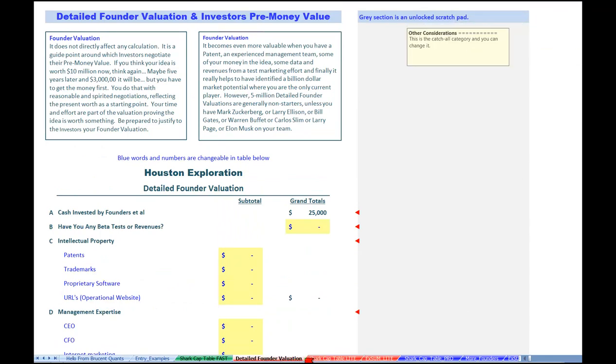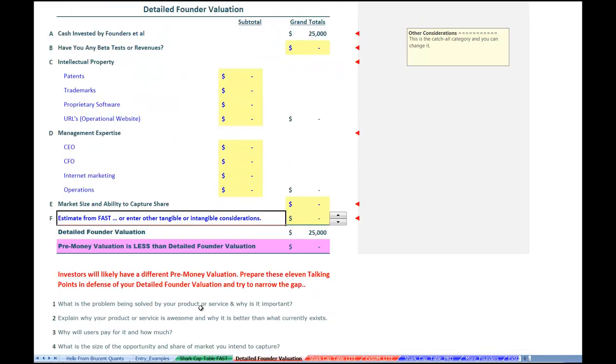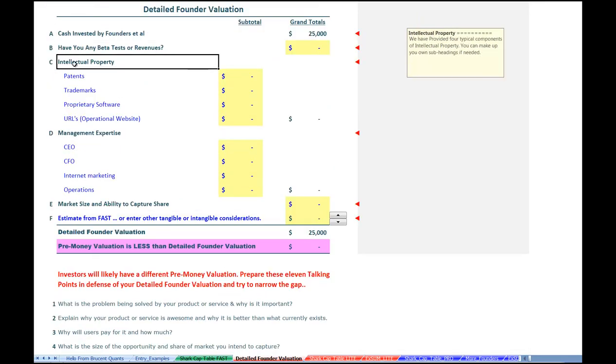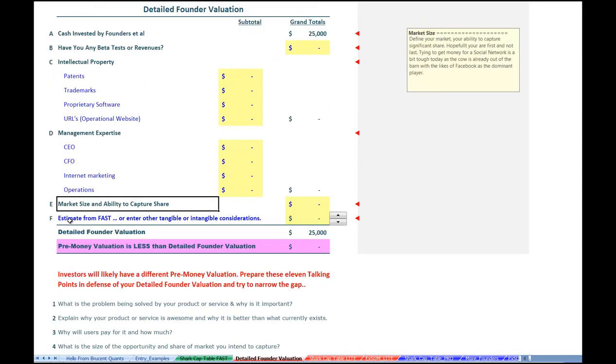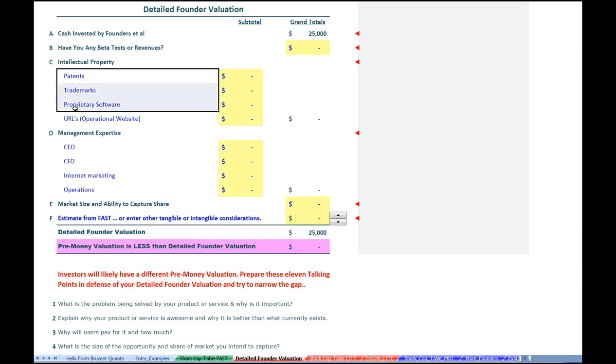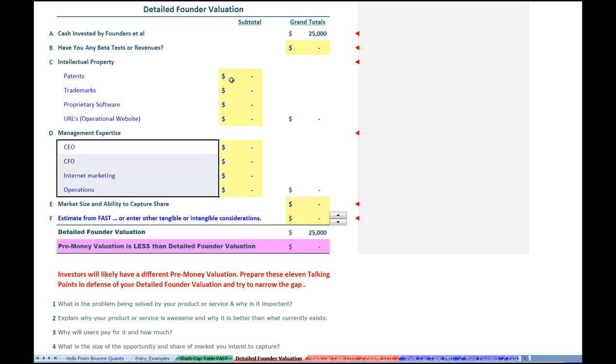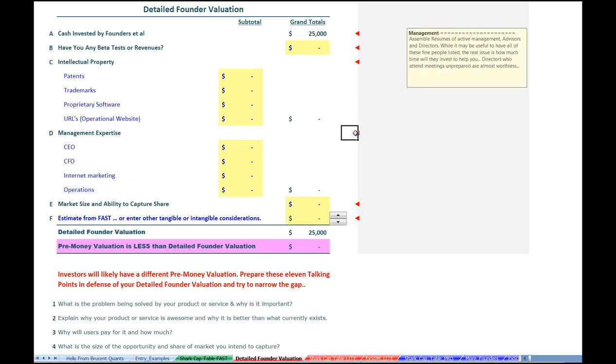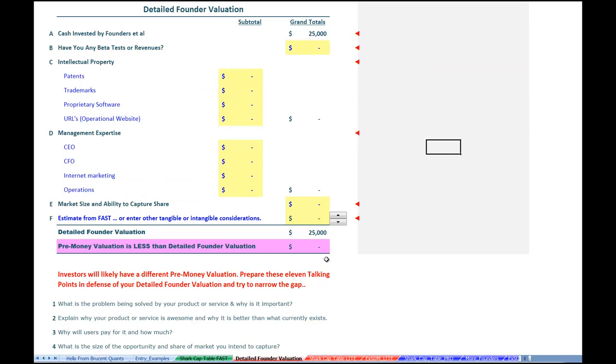Notice that there are, let's move this guy over here, that there are three tabs. We have been in SharkCapTable LITE, and we are now in detailed founder valuation. There are 6 basic components to founder's valuation. You can change the subheadings, put the numbers in that you think by the yellow, check out these red guys here, and you're good to go.